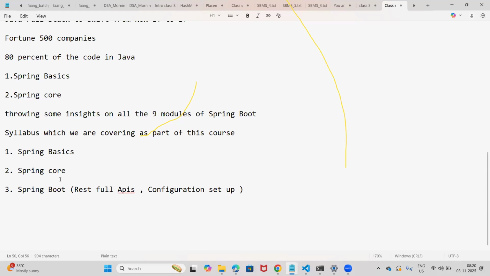In Spring Core, I will be teaching different types of dependency injection. In Spring Basics, we will see when the time comes. Next, Spring Data JPA.